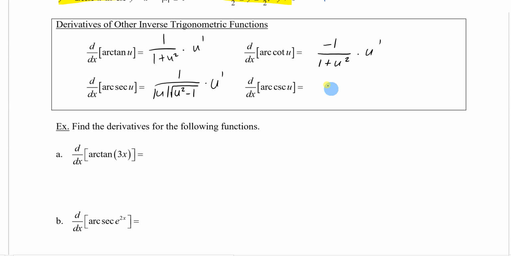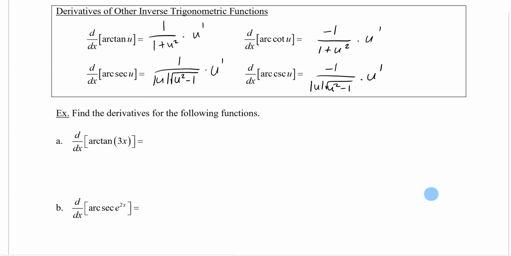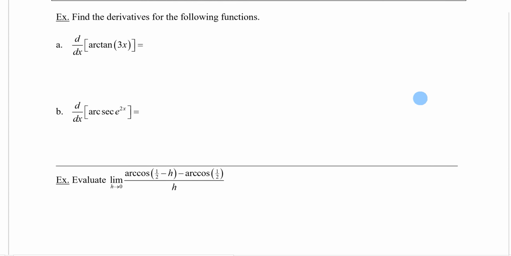Arccosecant, again, so negative 1 over absolute value of u times the square root of u squared minus 1, times u prime. Let's go ahead and use these new four derivatives for the following examples below. Okay, find the derivatives for the following functions.